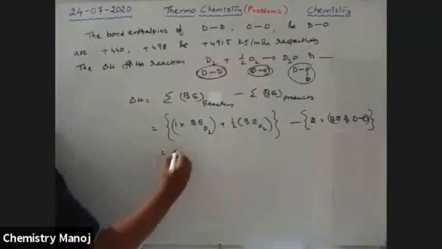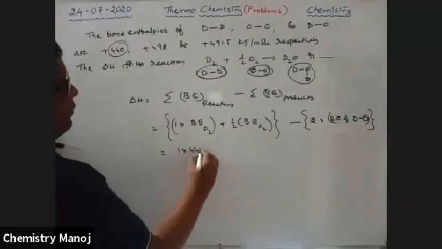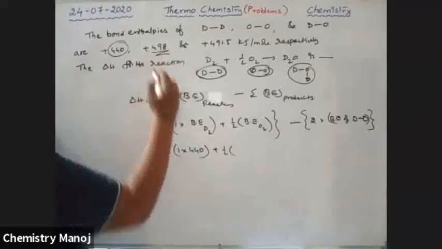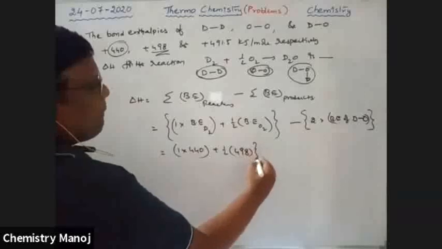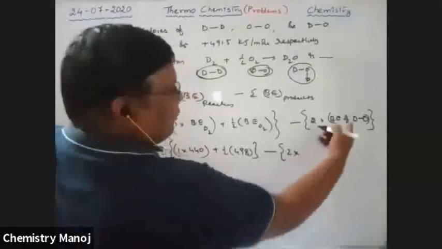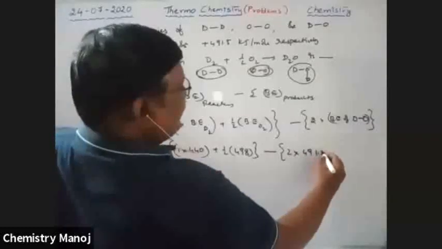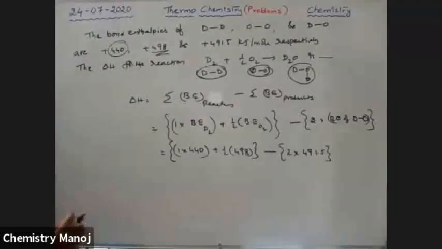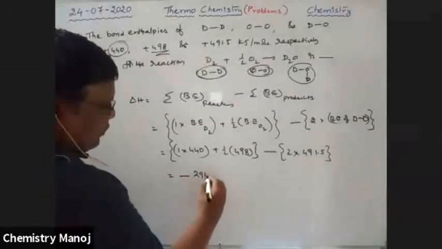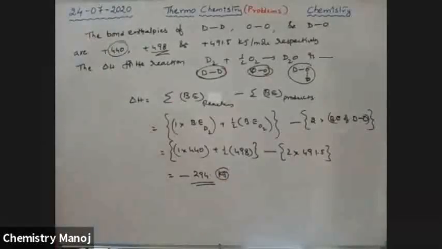Now this is equal to 1 into bond energy of D2, which is 440, plus half into bond energy of O2, which is 498, minus 2 into bond energy of DO, which is 491.5. So finally we get minus 294 kilojoules.